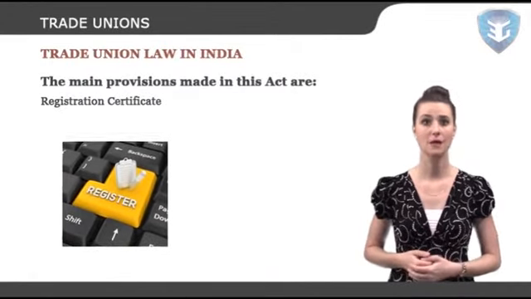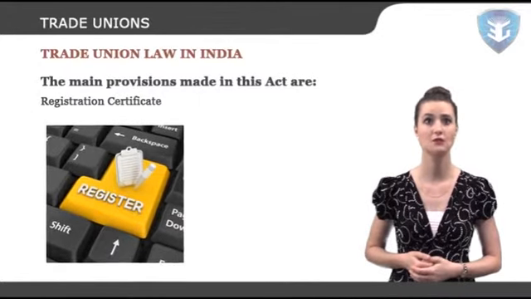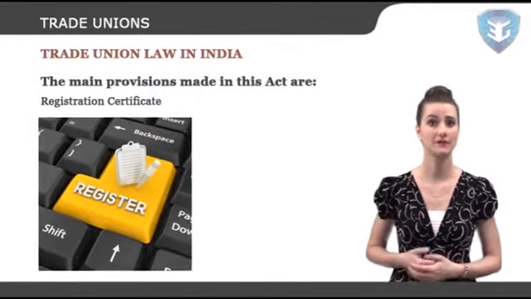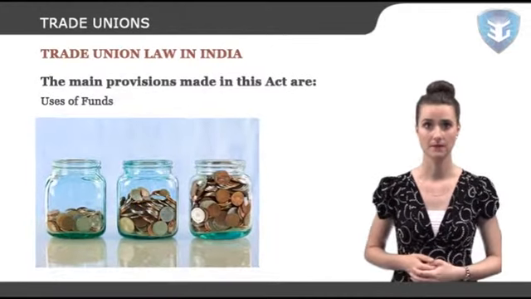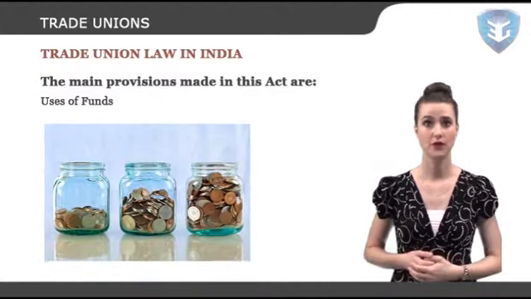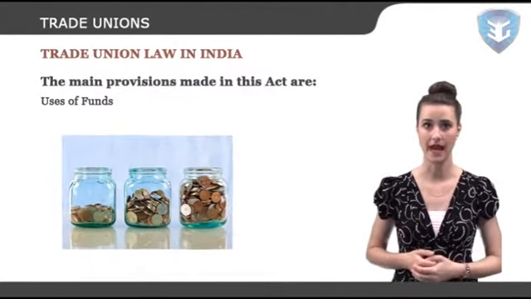On receipt of the application for registration, the registrar issues a certificate of registration in the prescribed form as conclusive evidence of registration of that trade union. Uses of funds. The general funds of a registered trade union shall not be spent on any other objects other than specified in the Act.